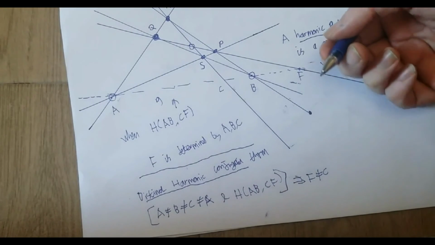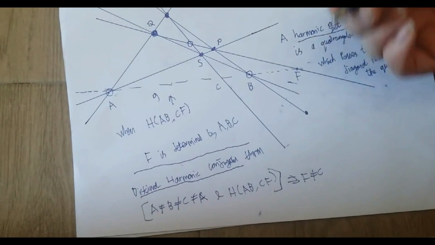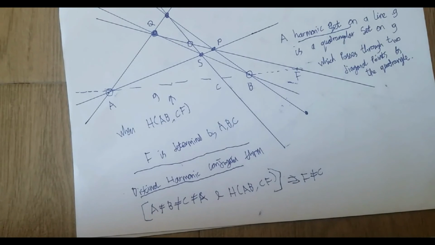So in other words, if A and B are unique and not equal to C, then the harmonic conjugates C and F are unique as well. And this is a result with very deep implications.